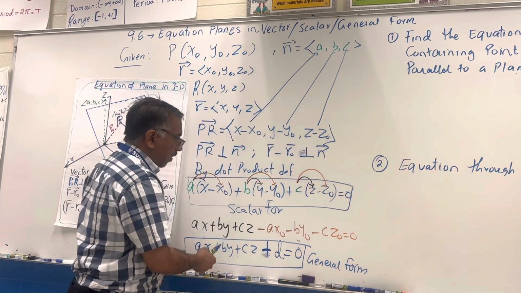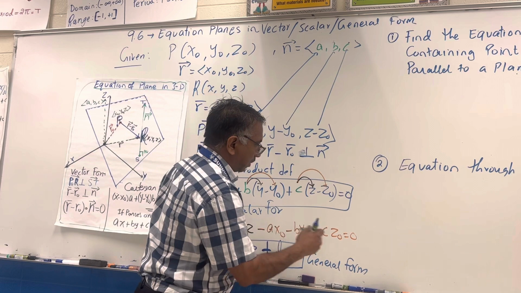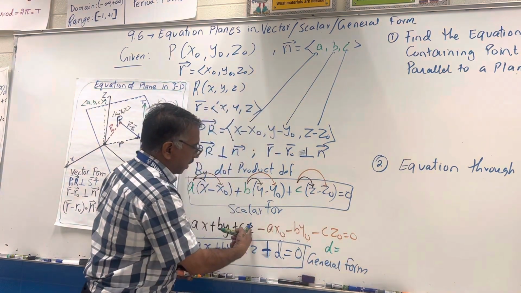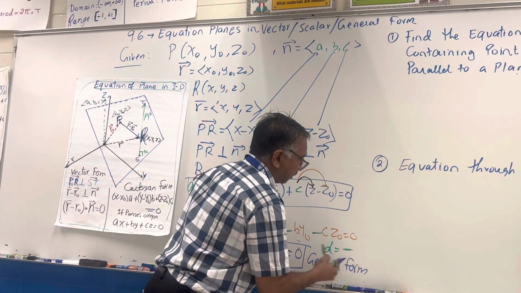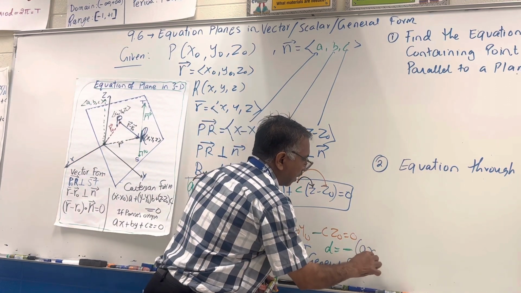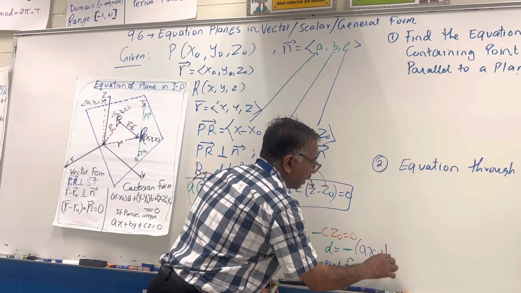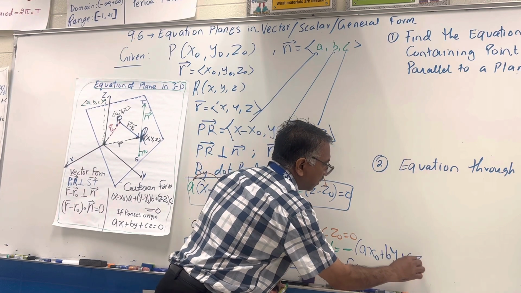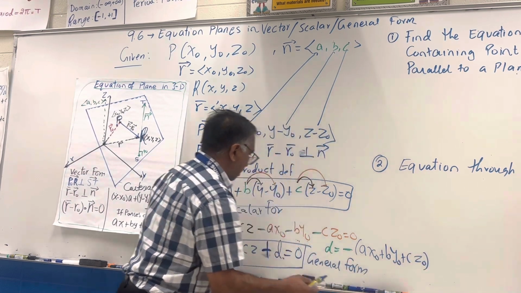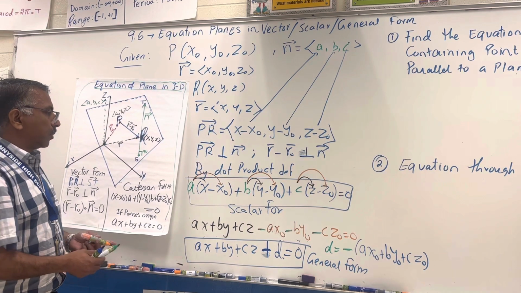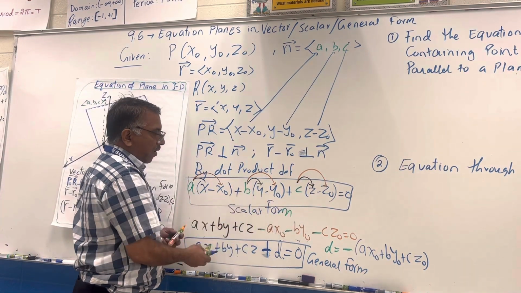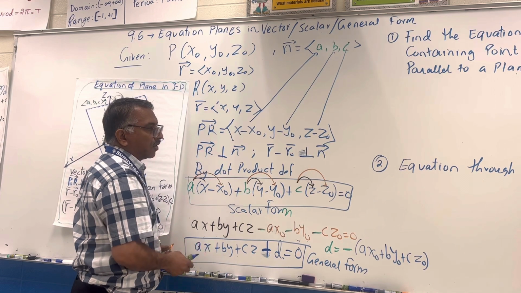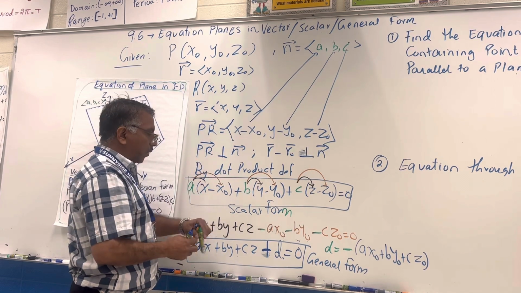So what D stands for is, because all of them are minus, I can write just a single minus, and then write AX naught plus BY naught plus CZ naught. So that's how it is. I just wanted to show that this is the scalar form, and when you write it like this, that's called the general form. So we'll take two examples quickly.